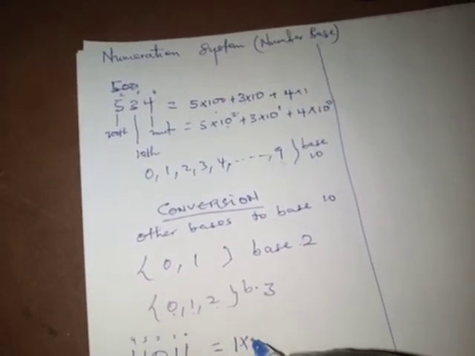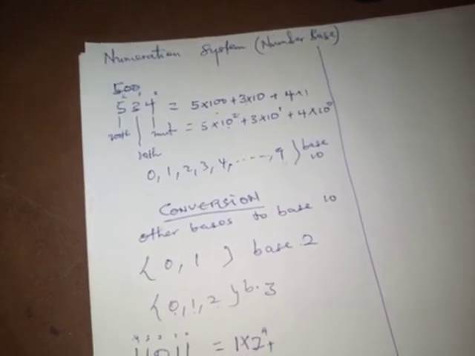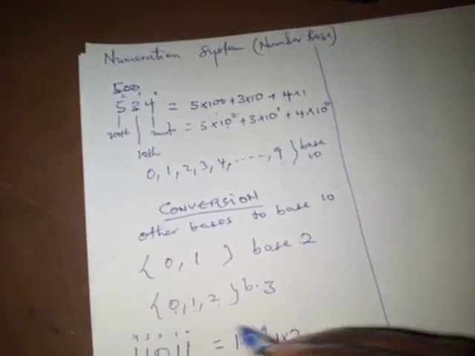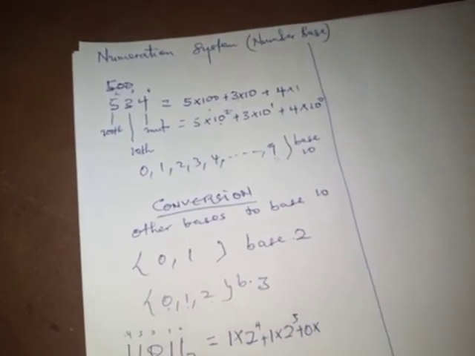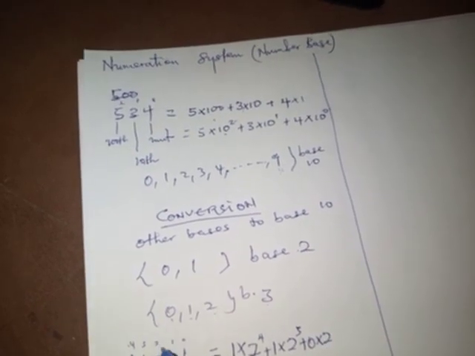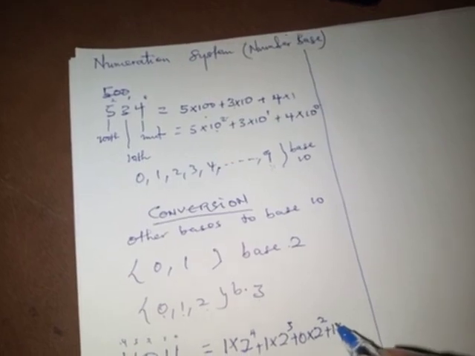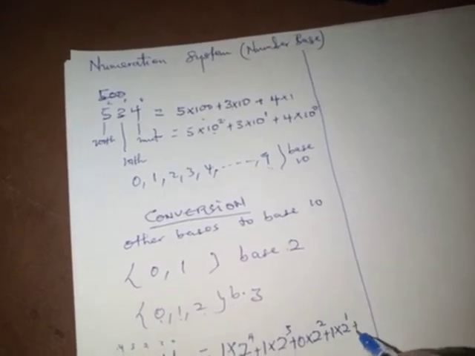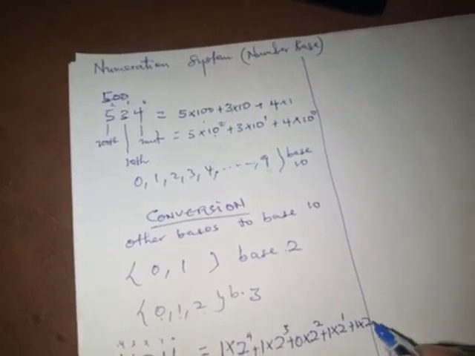That this is 2 raised to the power of the position 4. Then another, this is 1 times the base 2 raised to the power of the position 3. 0 times the base 2 raised to the power of the position it is occupying, which is 2. 1 times the base 2 raised to the power of its position 1. Then 1 times the base 2 raised to the power of its position 0.